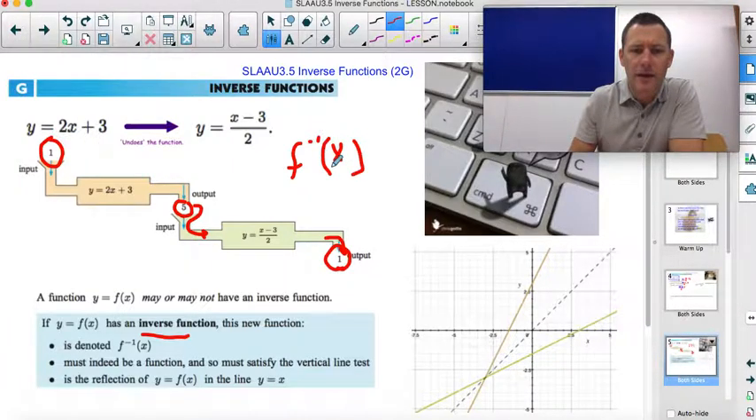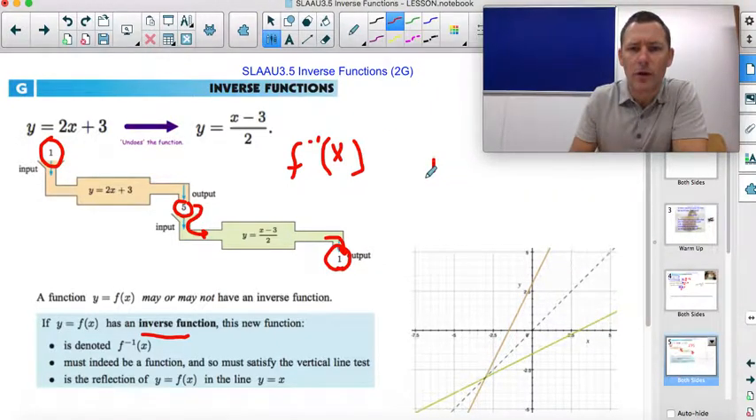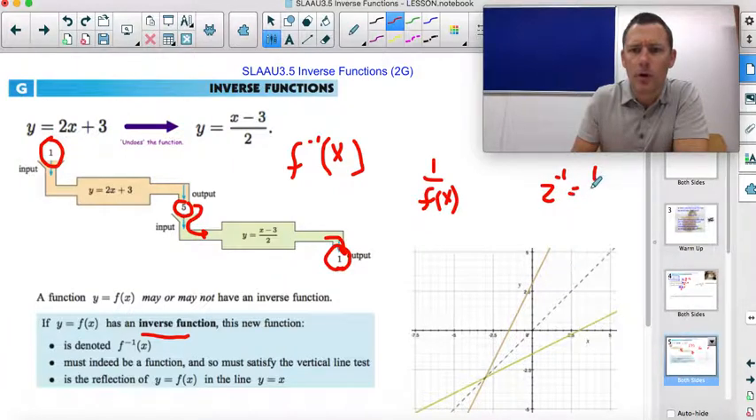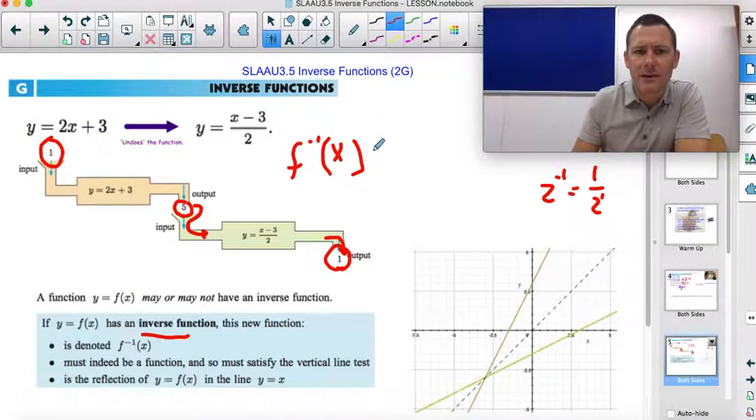The inverse of f of x, yeah? This does not mean 1 over f of x. I know that 2 to the negative 1 is really 1 over 2 to the first, right? This negative flips the fraction. This is a function though, it's not a number. So maybe you should write that down. That's not equal to 1 over f of x. This is the inverse, it means run the function backwards.